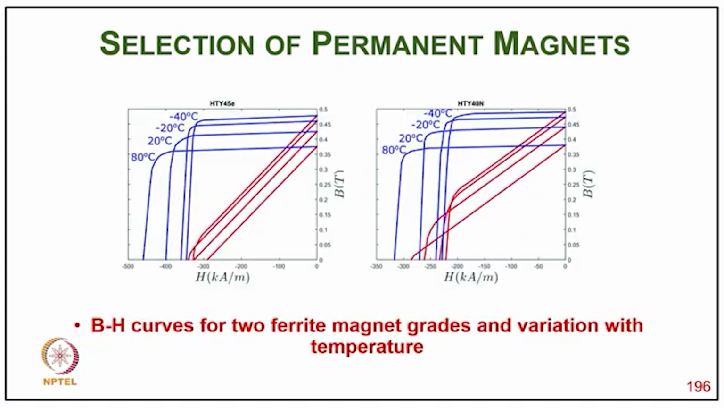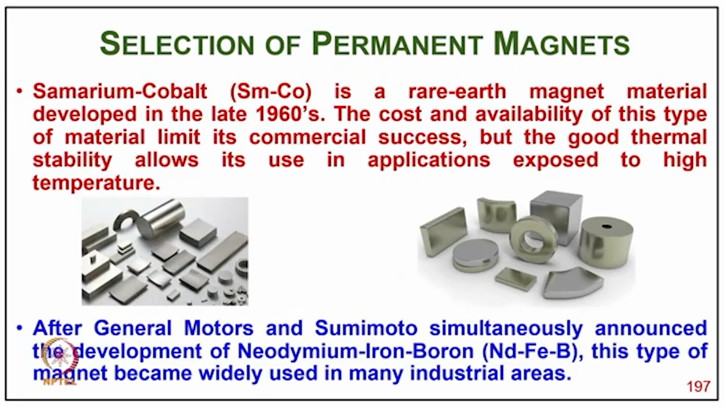However, ferrite is not suitable for high temperature applications because of its high rate of decrease of Br and Hc with increasing temperature. And these are typically the BH curves for two ferrite magnets, showing their relation with the temperature.